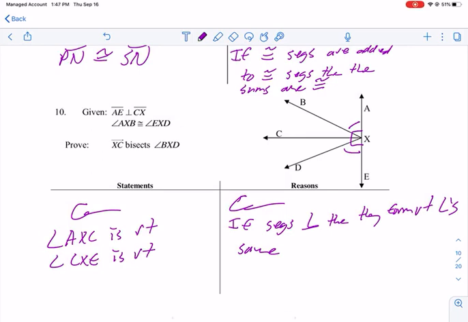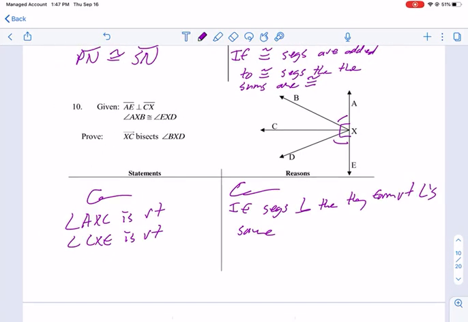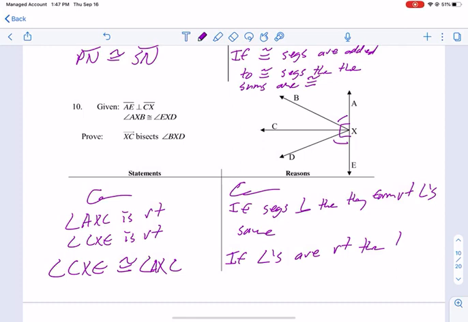So in the past, we would now say the angles are complementary, but we're not going to do it that way. So this way, we're going to say that the right angles are congruent. So I'm going to say angle CXE is congruent to angle AXC because if angles are right, then they are congruent.